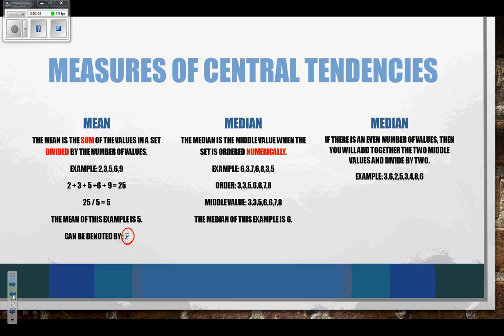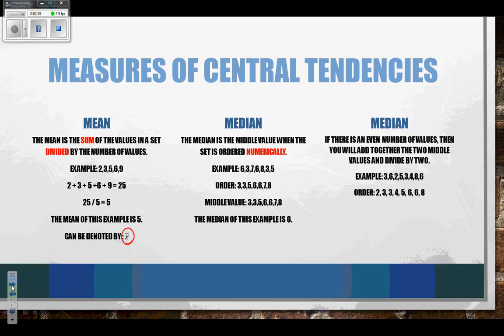But if there's an even number of values, then you will have to add the two numbers that are in the middle together and then divide by 2. So let's look at this next example. The first thing I have to do is put the numbers in order. When I do that, I get this: 2, 3, 3, 4, 5, 6, 6, 8.